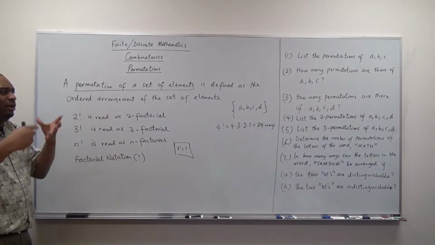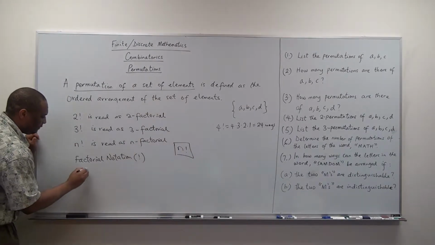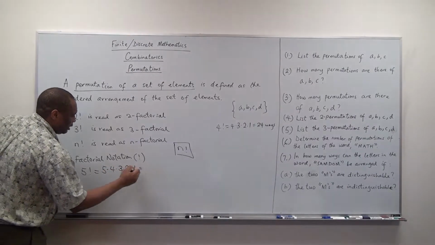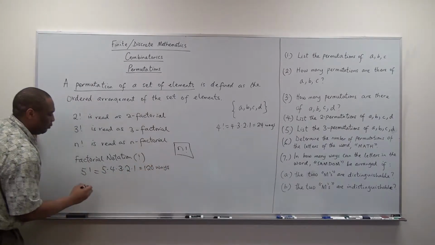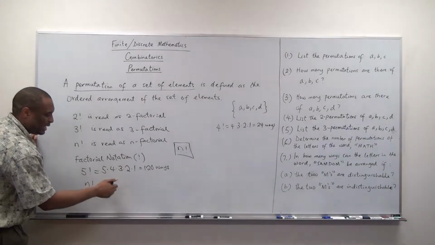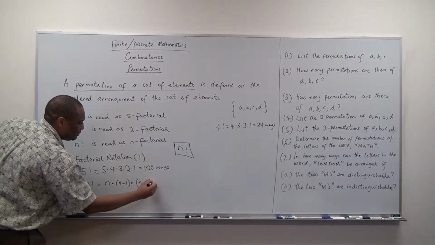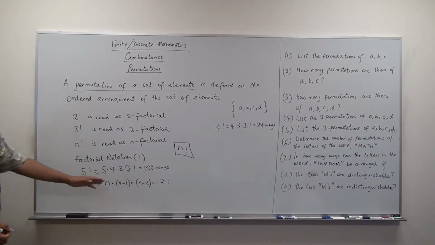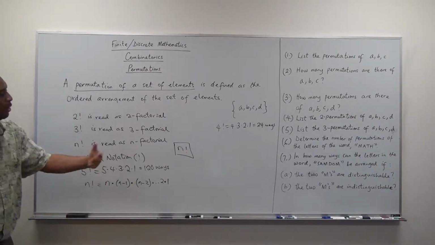Okay, so since we have 4 factorial to be 4 times 3 times 2 times 1, which is 24, of course you know what 5 factorial will be. 5 factorial will be 5 times 4 times 3 times 2 times 1. 5 times 4 is 20, times 3 is 60, times 2 is 120. 120 ways. Now, n factorial will be n times n minus 1 times n minus 2, and it keeps going up to 2 times 1.